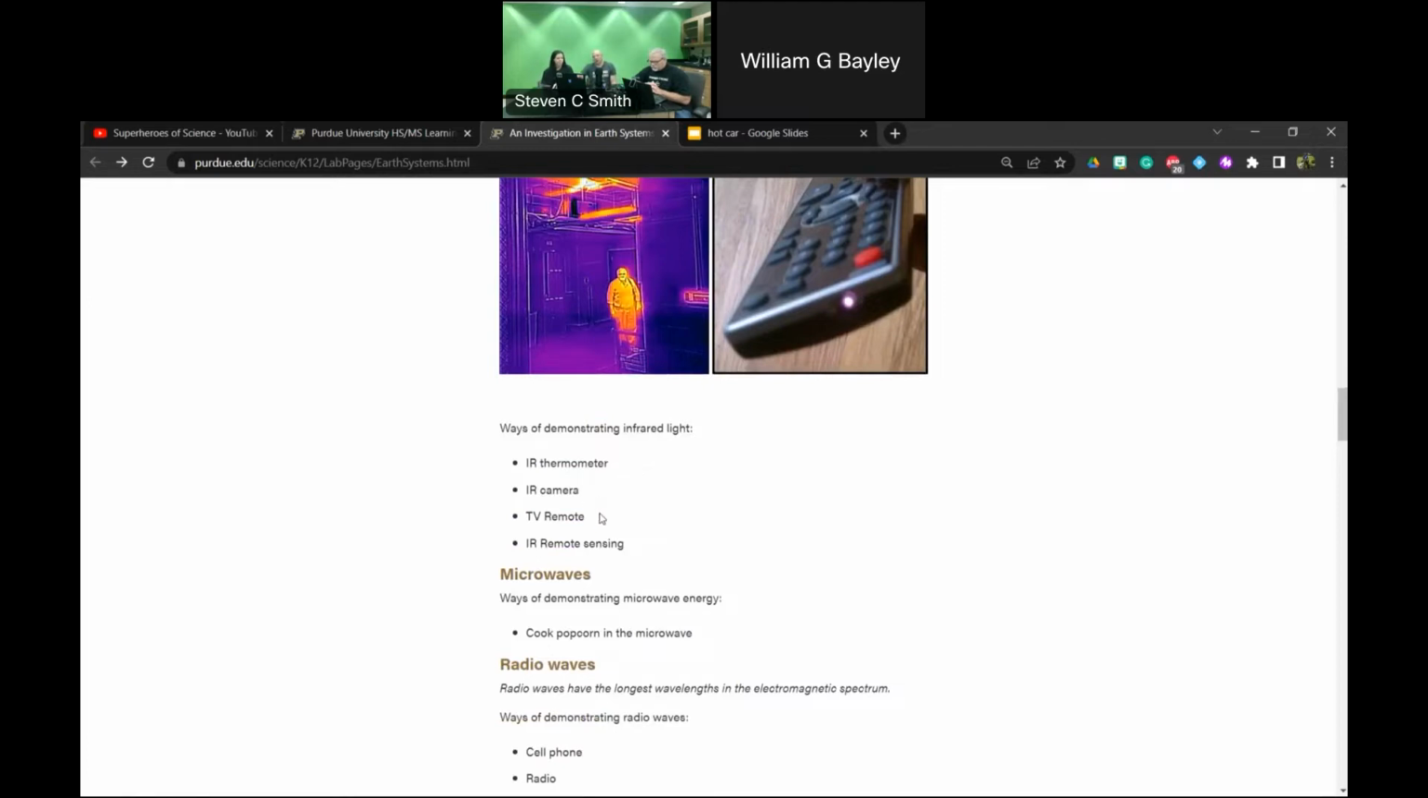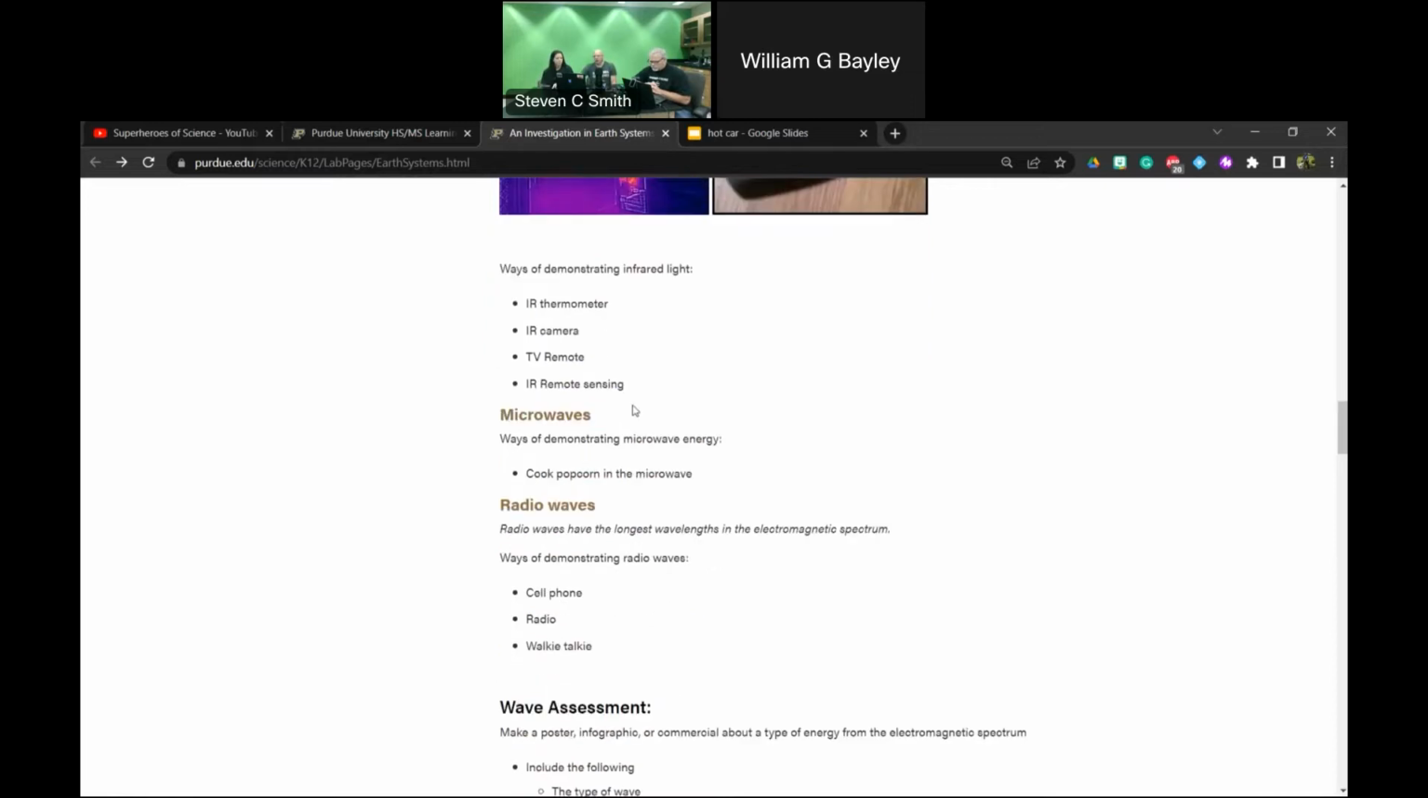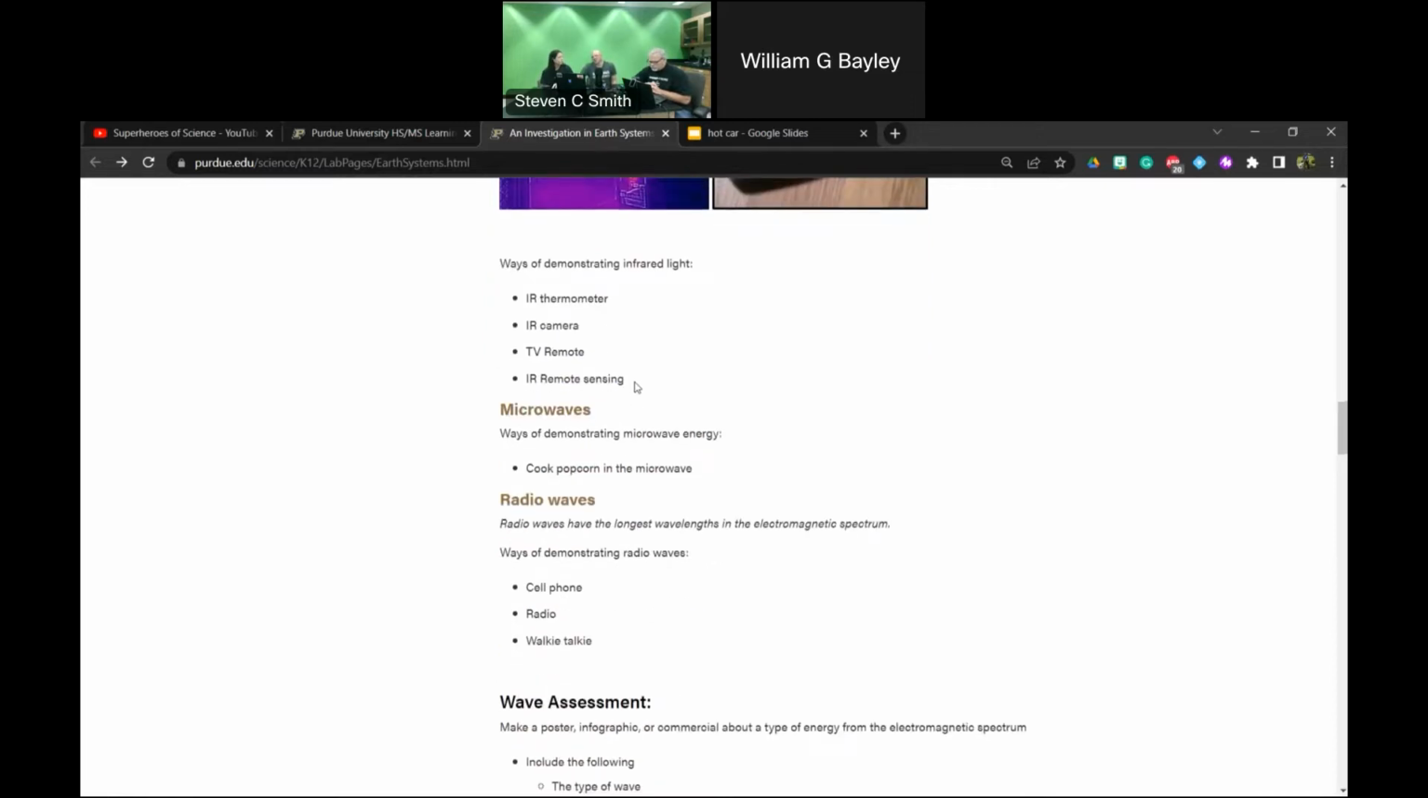The IR cameras, a little pricey, TV remotes are good. And then for the high school, I wouldn't use it in middle school myself, but IR remote sensing, I guess it depends on what's going on with NASA in the world. Because sometimes, like the Mars launch and stuff, that'd be a good time to introduce remote sensing.